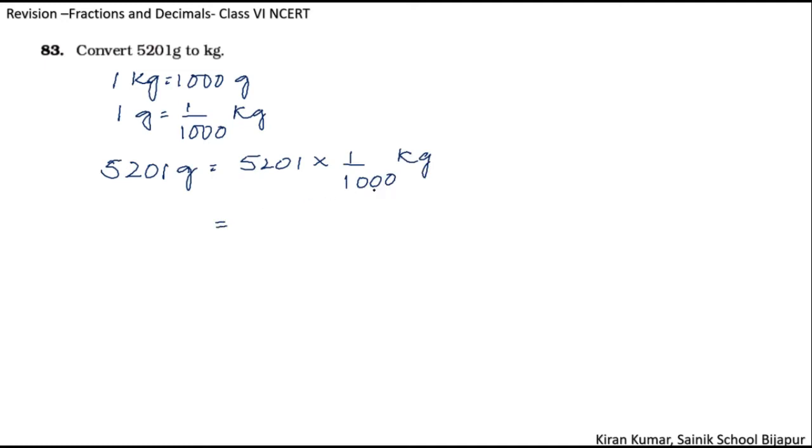Here, count the number of zeros. We should have those many decimal points. So it is 5.201 kg. Hence we have converted grams into kg.